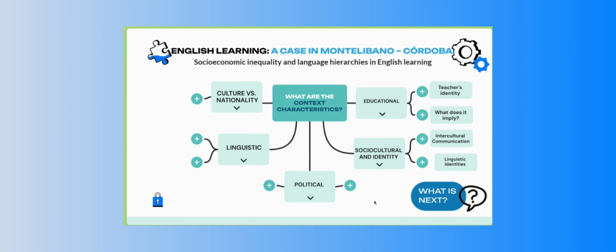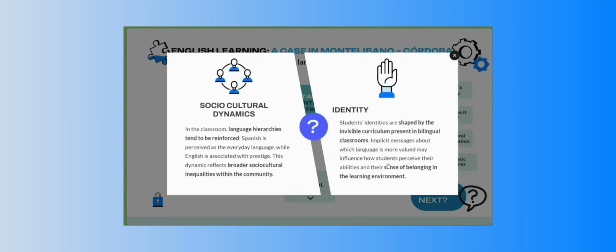Okay, now let's move to the sociocultural and identity dimension. So we have here this parallel. On one hand, we have the sociocultural dynamics that are present in this context. So in the classroom, language hierarchies tend to be reinforced. Spanish is perceived as the everyday language, while English is associated with prestige. This dynamic reflects broader sociocultural inequalities within the community.